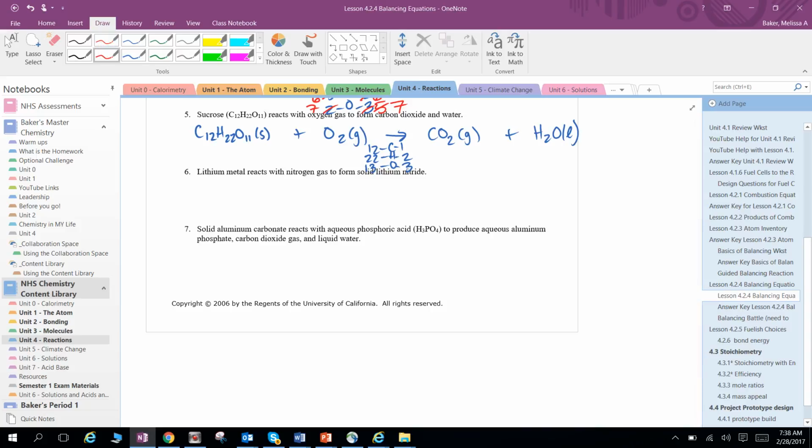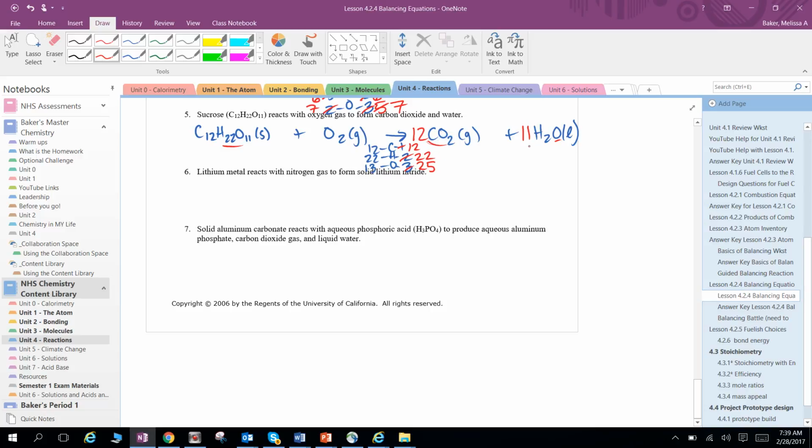And remember, if there's only carbons, hydrogens, and oxygens, it's a great idea to balance them in that exact order. So I'm going to start by adding a 12 in front of my carbon dioxide, which changes my oxygens to 24, 25 oxygens. Next, I want to get my hydrogens in gear. So I'm going to throw an 11 in front of my H2O so that my hydrogens match.